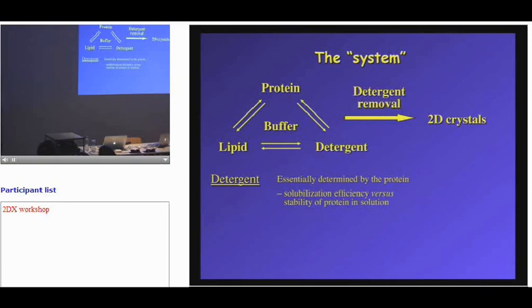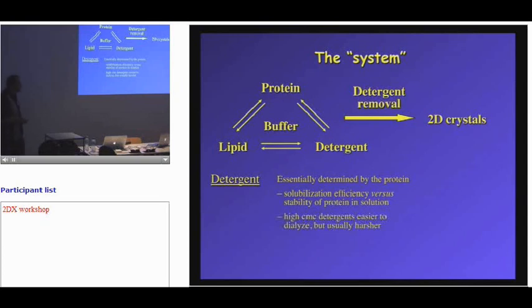If you can extract only a small amount of protein, but it's happy and functional and structurally intact, that's what you need. It doesn't really make sense to try and solubilize a huge amount of protein out of the membrane, all of it completely denatured and inactive. So it's really the protein that defines which detergent you're going to use. And then again, there are always trade-offs.